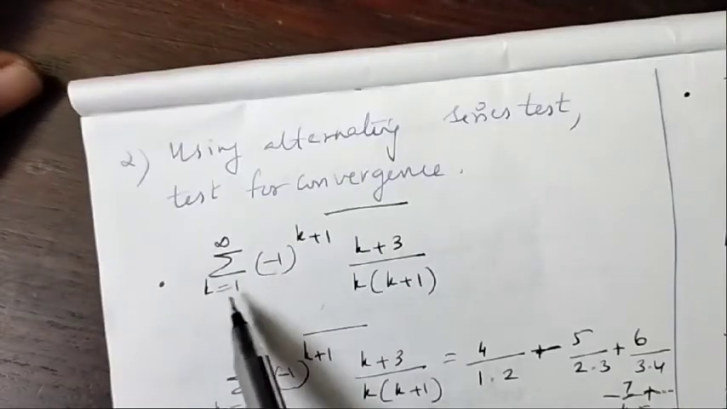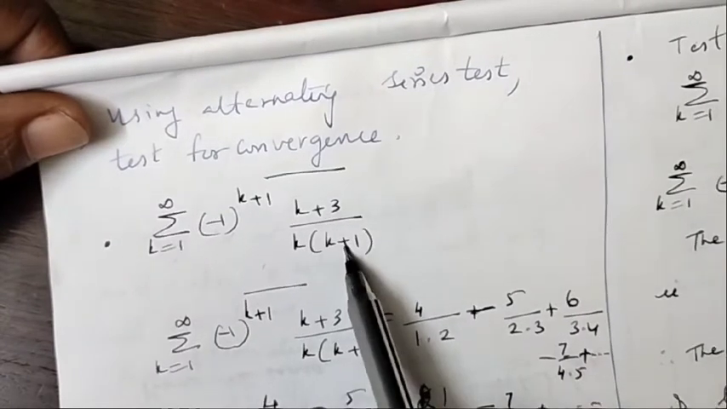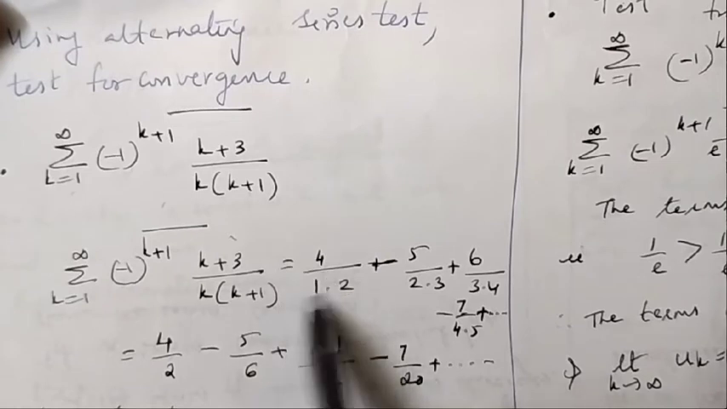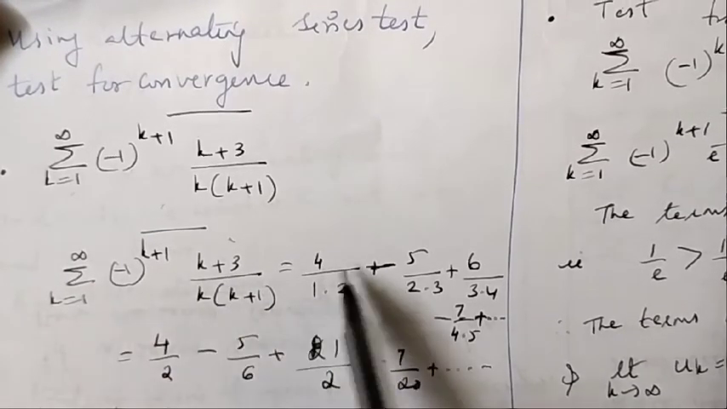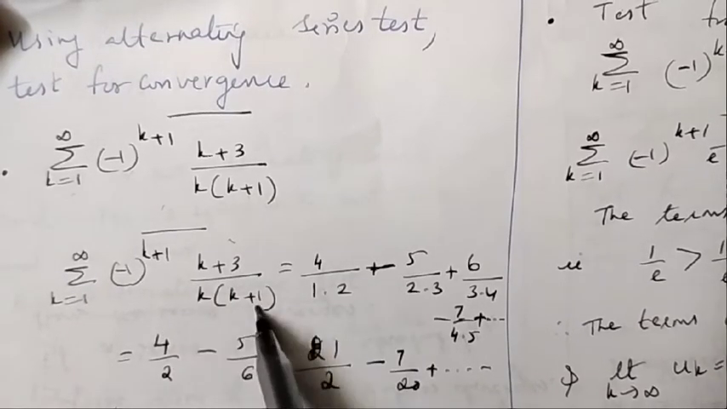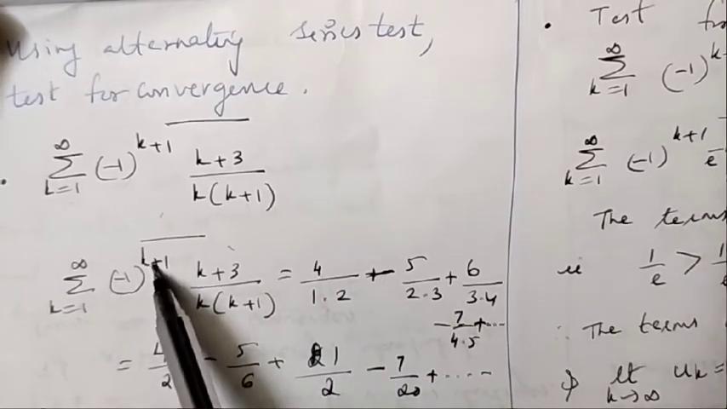Find the convergence of sigma k from 1 to infinity, (-1)^(k+1) (k+3)/(k(k+1)). So here I am expanding, putting values for k. If k is 1, it is plus (1+3)/(1·2) = 4/2, then negative, because if k is 2 it is negative.